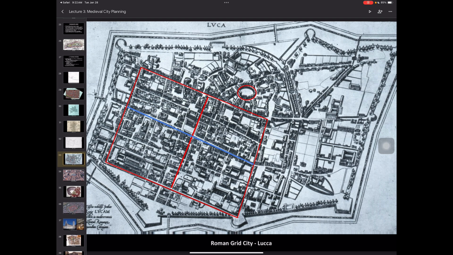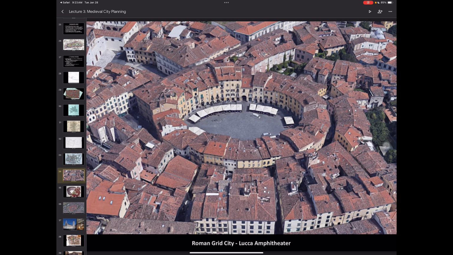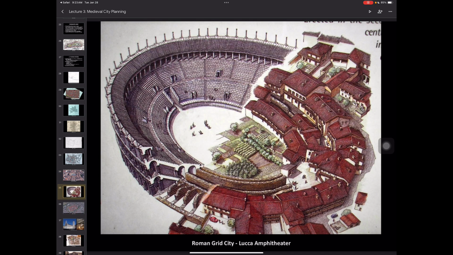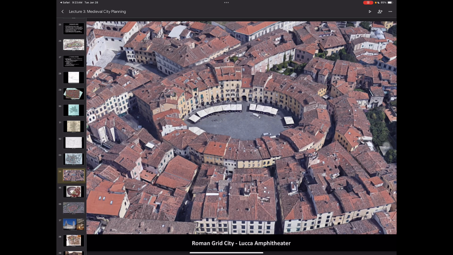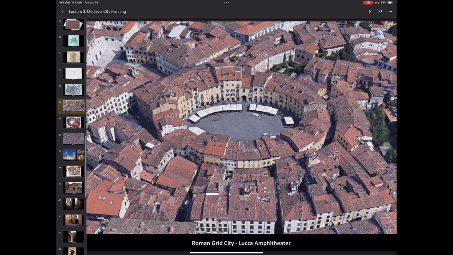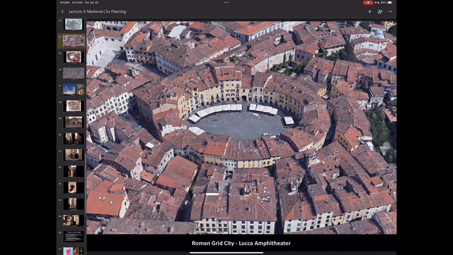There is the amphitheater. Right, here's another view of it. So you can see that in this case, the amphitheater is even more pronounced, right? It's actually a full oval shape, the center is empty, and if you look around the base of it, what do you see? You see arches. So again, these are the original vomitories of the amphitheater in Lucca.